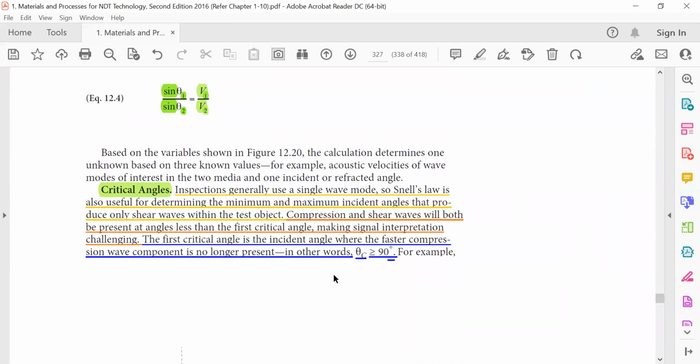Critical angle. Inspection generally uses a single wave mode, so Snell's law is also useful for determining the minimum and maximum incident angles that produce only shear waves within the test object. Compression and shear waves will both be present at angles less than the first critical angle, making signal interpretation challenging. The first critical angle is the incident angle where the faster compression wave component is no longer present. In other words, theta compression is greater than or equal to 90 degrees.